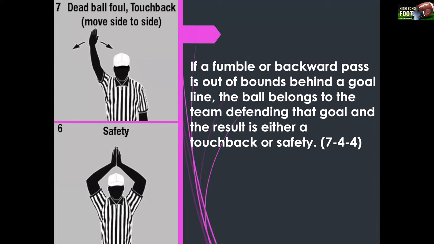All right. If a fumble or backwards pass is out of bounds behind a goal line, the ball belongs to the team defending the goal, and the result is either a touchback or safety. Again, next week in Rule 8, we talk about a terminology called new force. So it has a lot of variables on a ball that goes out of bounds behind the goal line. Hopefully we may get into that in our in-depth course next time. But if the ball goes out of bounds behind the goal line, it's going to be a touchback or a safety. Obviously, if it's possessed by the opponent, it's always a touchdown. But if it goes out of bounds in nobody's possession, we'll be looking at a touchback or a safety.